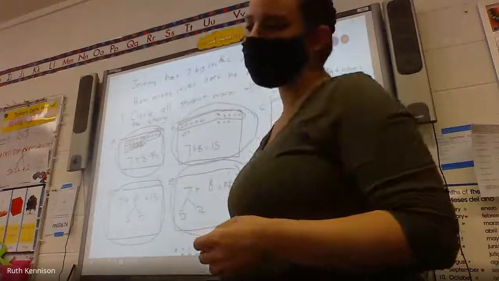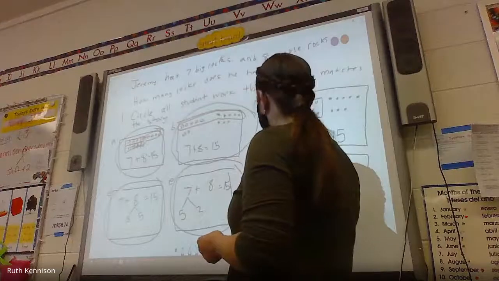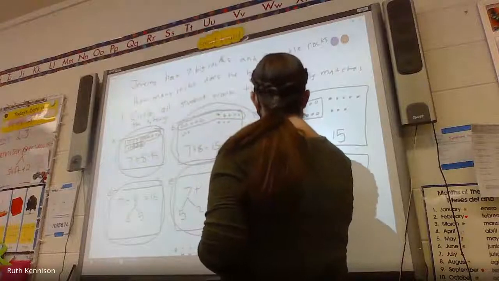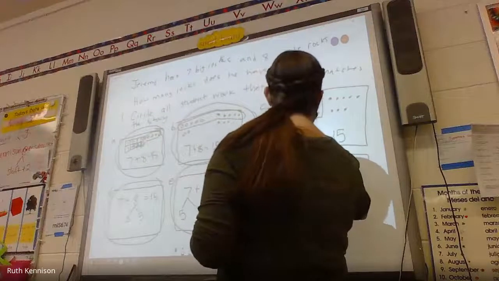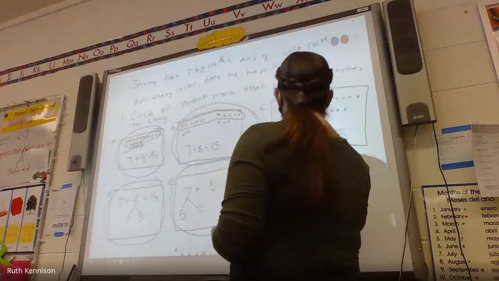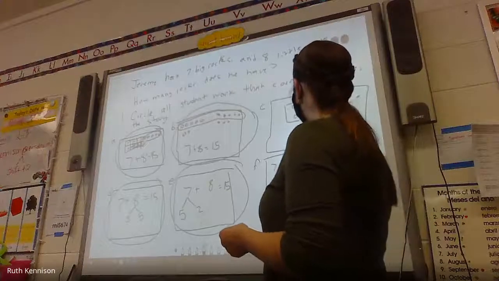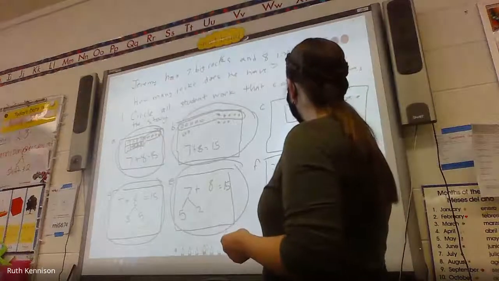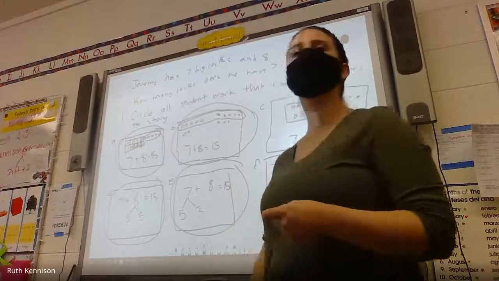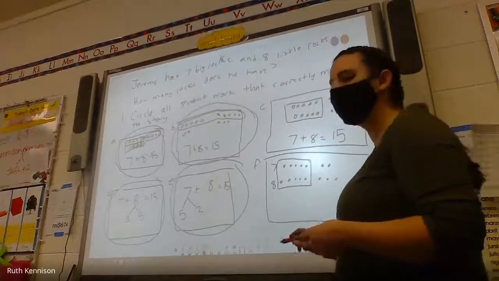Okay, F, they wrote 7 and they wrote 8. So what they did is they did 7 across. 1, 2, 3, 4, 5, 6, 7. They did 8 across. 1, 2, 3, 4, 5, 6, 7, 8. And they said they have 5 in this group, 5 in this group. 5 plus 5 is 10. They circled a group of 10. They had 1, 2, 3, 4, 5 left.